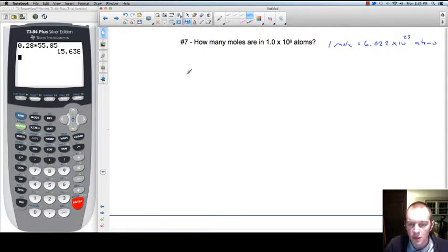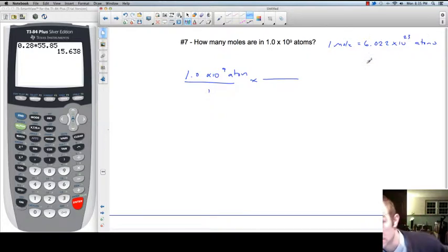So if we know that we've got 1.0 times 10 to the 9th atoms of something, whatever that something might be, and we know that for every 1 mole, there are 6.022 times 10 to the 23rd atoms, we can set it up so that atoms cancel.